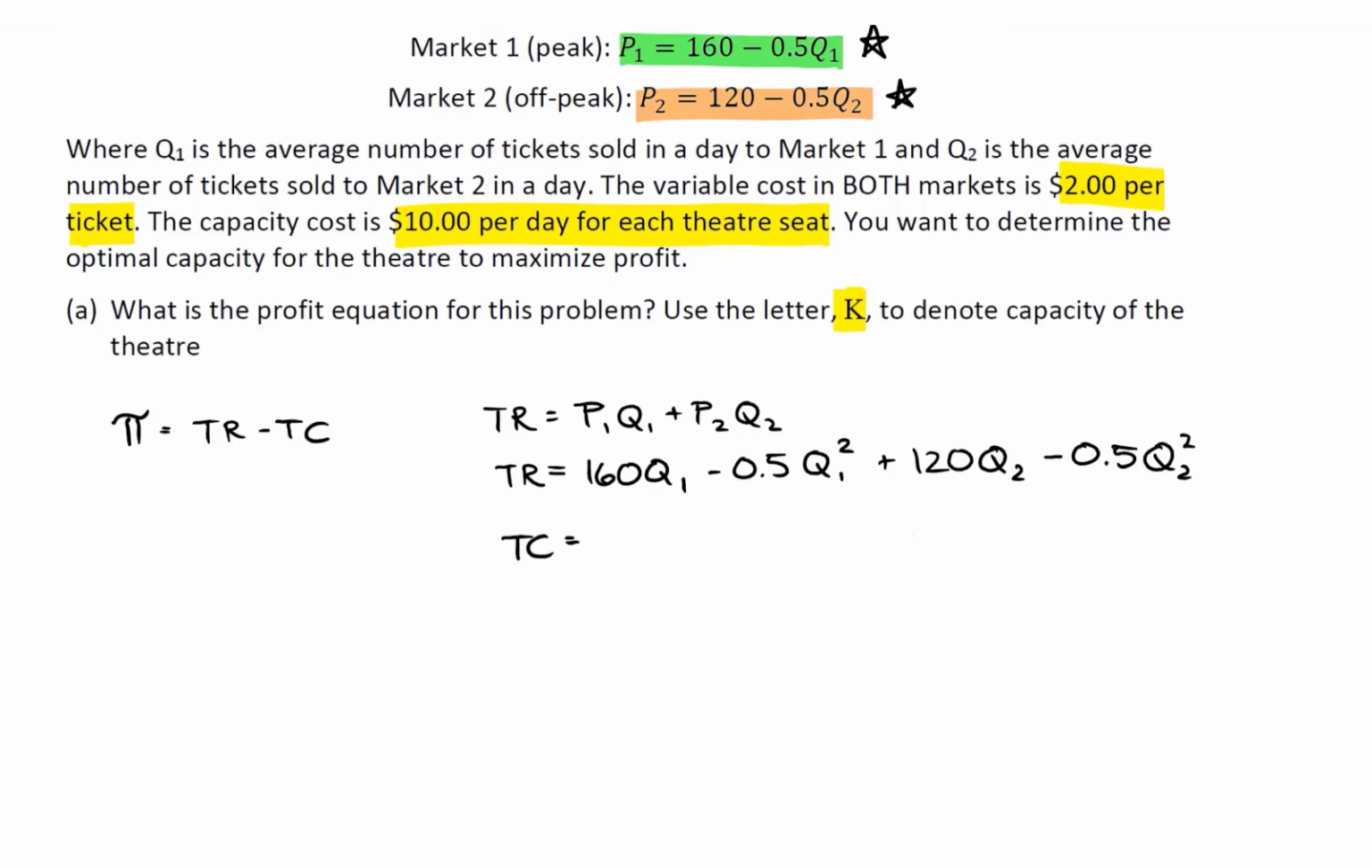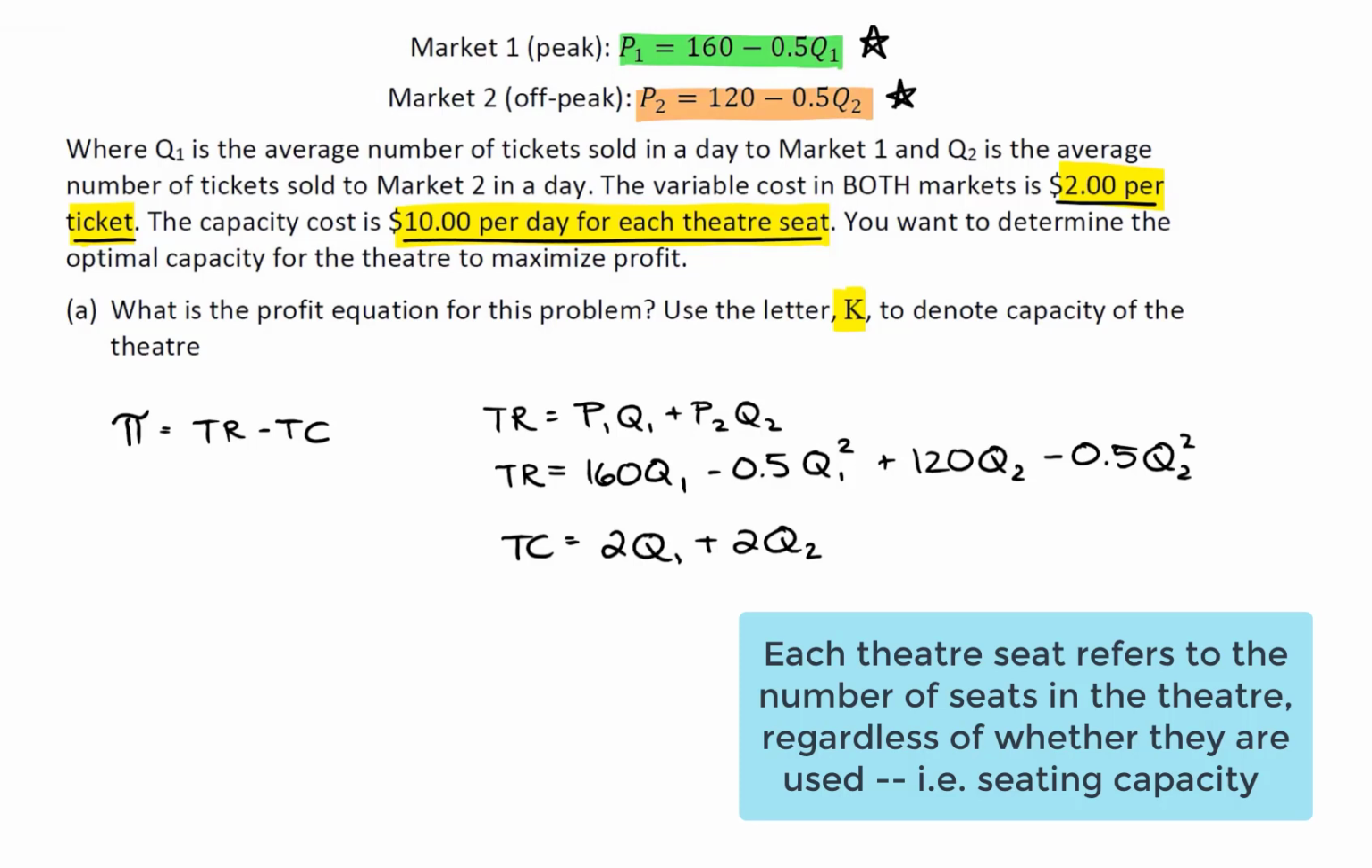Our total cost function is going to be, well, it costs $2 for every ticket to manage those customers. So it's $2 times each ticket in market 1 that you sell, plus $2 times each ticket in market 2 that you sell. And then it's $10 per day, on average, for each theater seat. So we're going to call this $10 times kappa, $10 times our capacity.